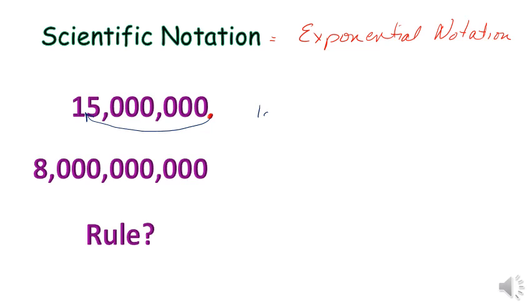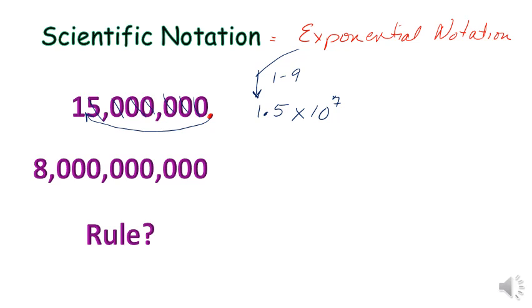So it becomes 1.5. In exponential notation, this number must be a digit between 1 and 9. Zero is not valid. I don't care how many digits you have after the decimal point. We'll discuss significant figures later. For our particular problem, you take 1.5 times 10. Now I simply count the number of places I move the decimal: 1, 2, 3, 4, 5, 6, 7. So it's 1.5 times 10 to the 7th.